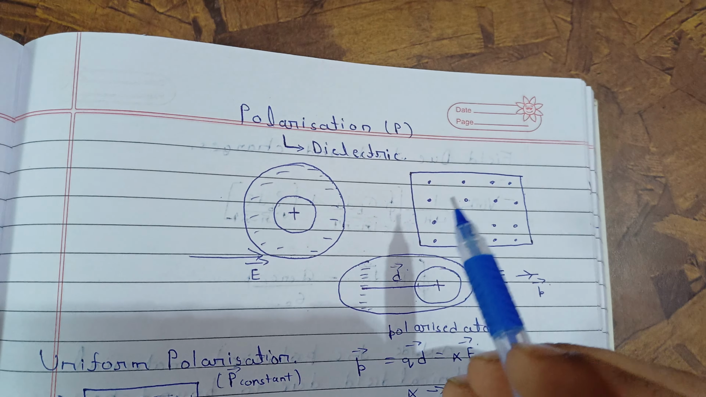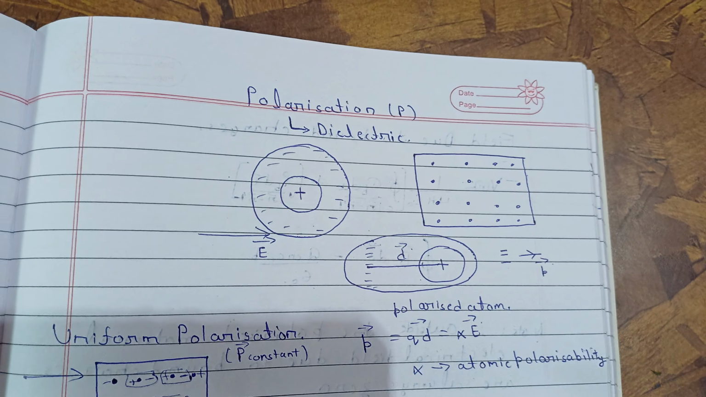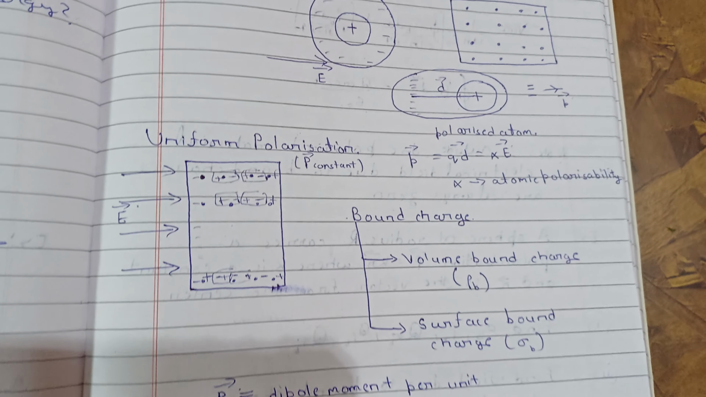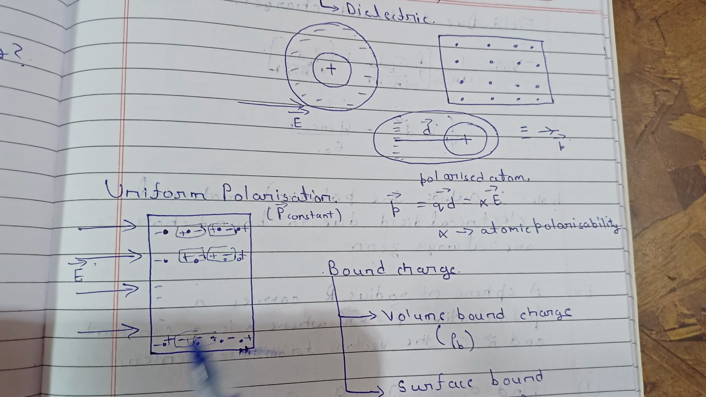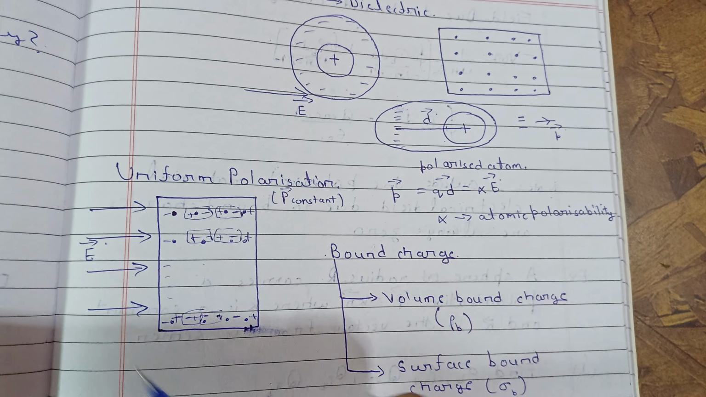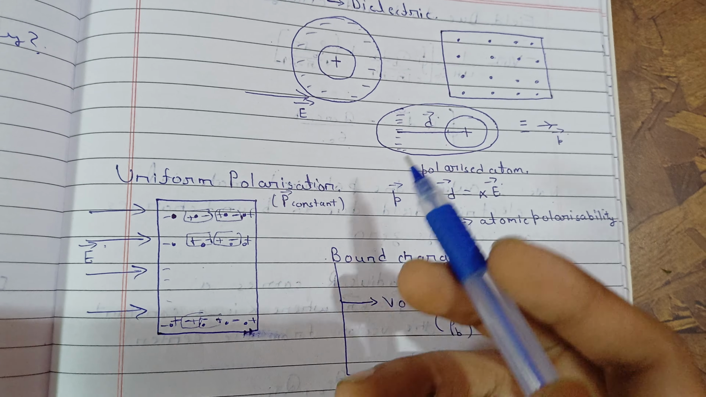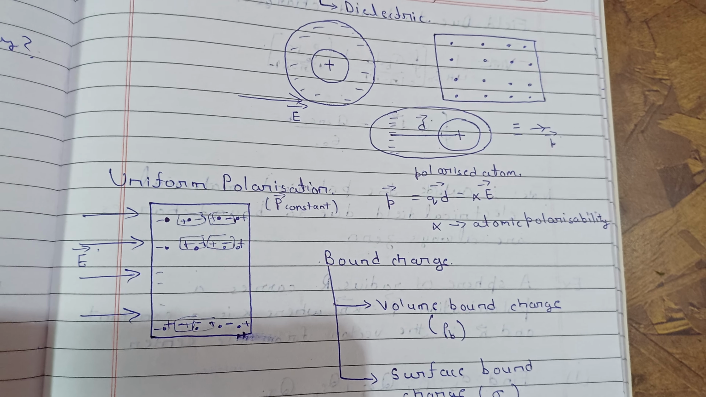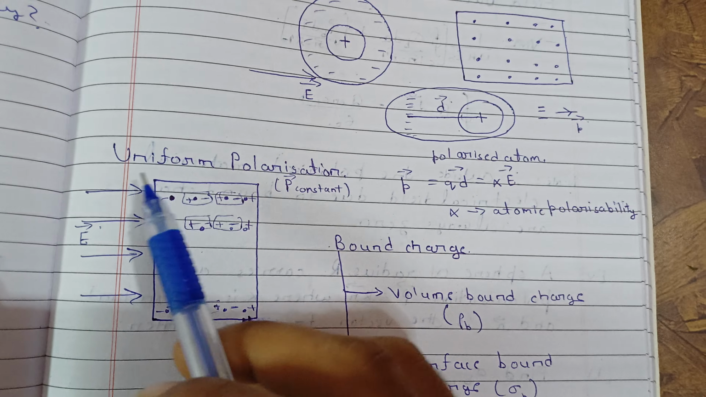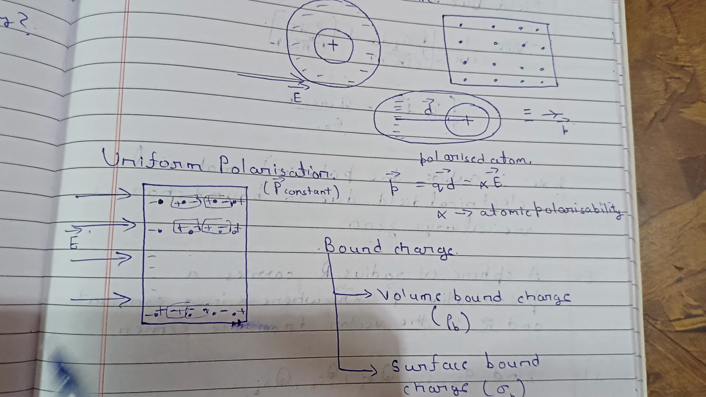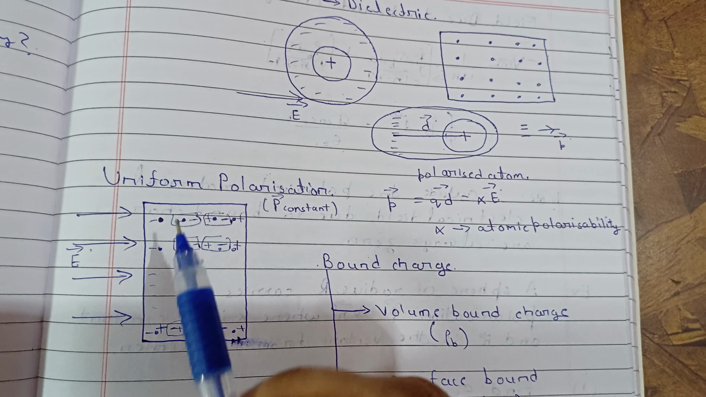Now let's see, if we apply the electric field to the whole material, then what happens? Let's say first the polarization is uniform, and let me define what the polarization is in the complete material. It is the dipole moment per unit volume. Okay, so that's how we define this. Now if it is uniform polarization, meaning P is constant, that is, dipole moment per unit volume is constant.